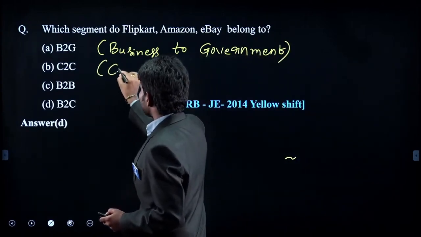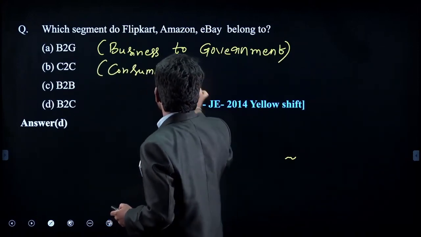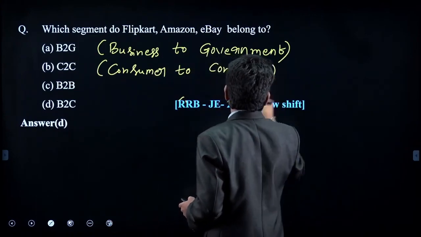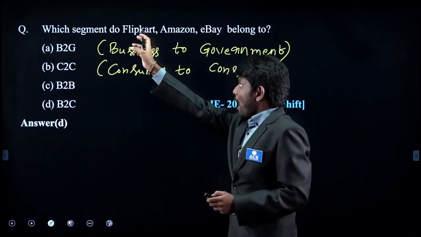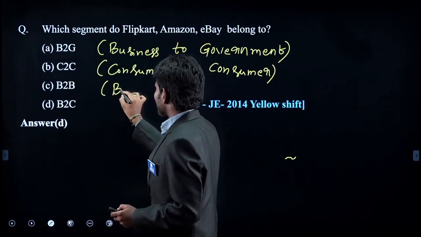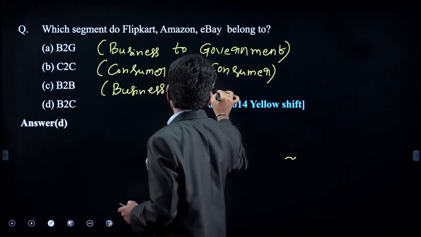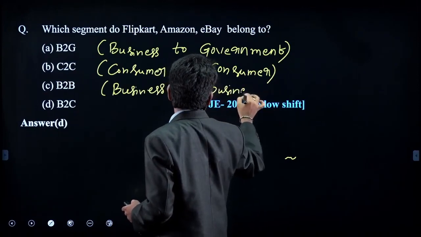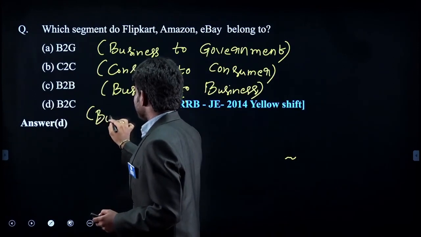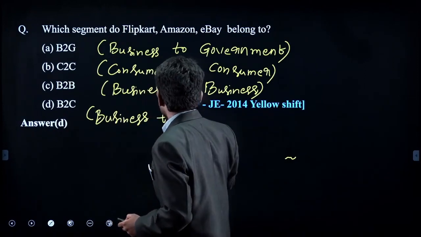C2C is short form of consumer to consumer. I am giving you the full forms first, then you can understand in which category these companies will fall. B2B is short form of business to business. Then B2C is short form of business to consumer.